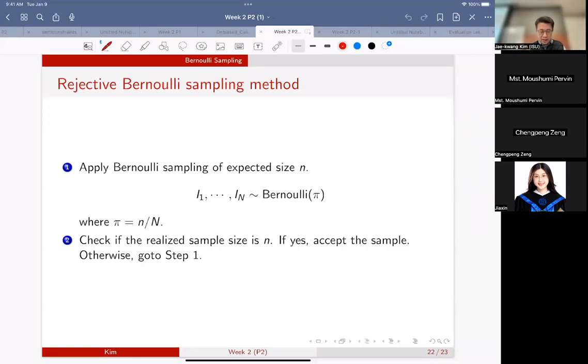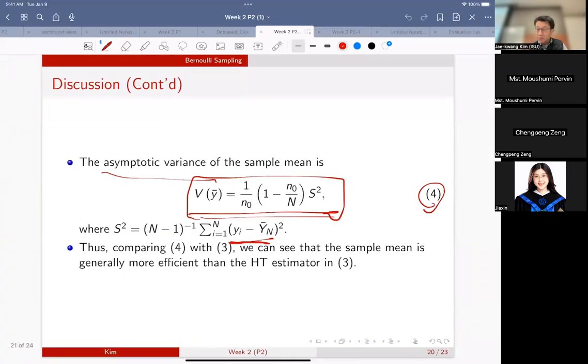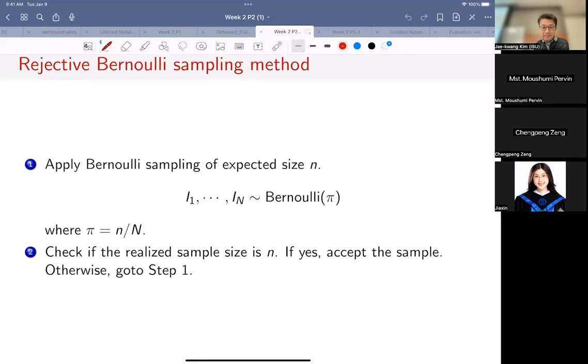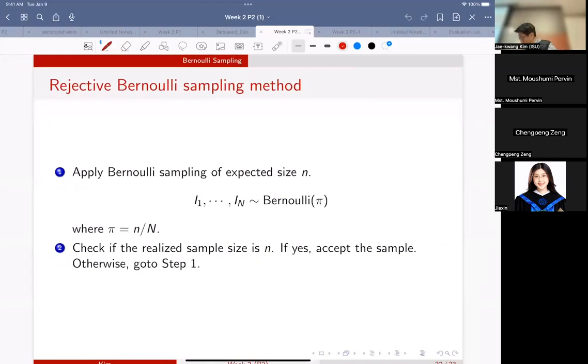So last class, we studied simple random sampling and Bernoulli sampling. One interesting part is that if you first use Bernoulli sampling in step one, and in step two, check if the realized sample size is equal to n. So n is given, right? n is the expected sample size.